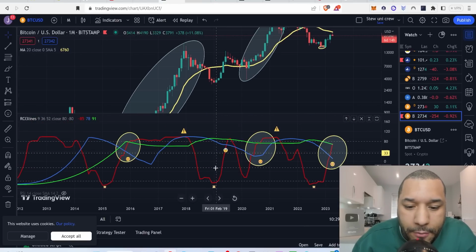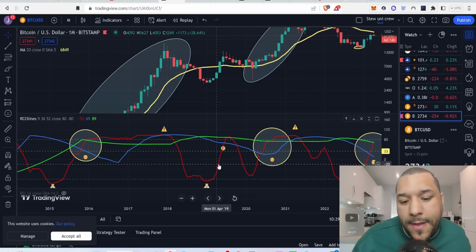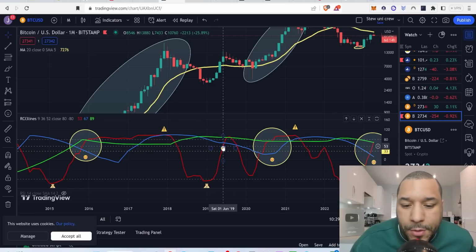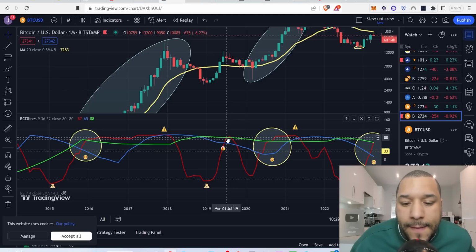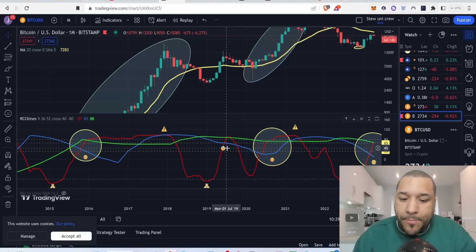Now take a look at where we are on this indicator here. The red line's coming up. Just like what it did in the past, the red line came up, it crossed the blue line here, and then it crossed the green line up here. But notice, when it crossed the green line, look at where the blue line was in this instance. And I'm going to draw another line. You can see a big difference.